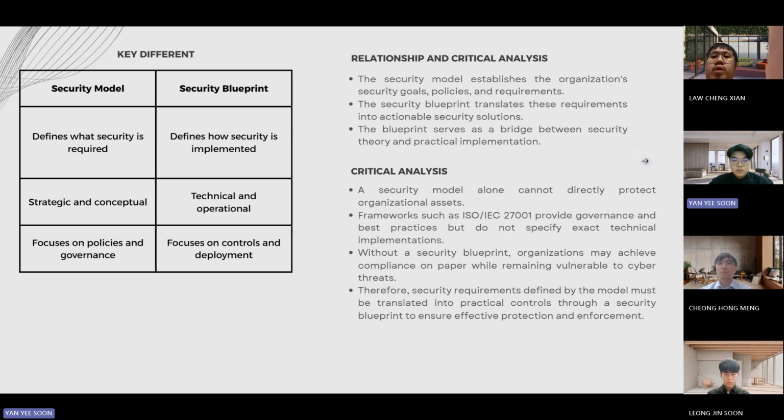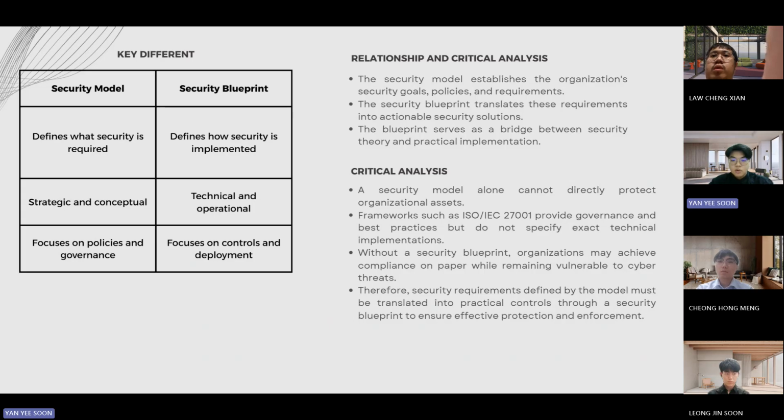So we can see in the table the key difference between the security model and security blueprint. A security model is strategic and conceptual, whereas the security blueprint is technical and operational. The security model defines what needs to be protected and establishes the security policy and governance framework. In contrast, a security blueprint defines how protection will be achieved by specifying the architecture, technology, and security controls to be employed.